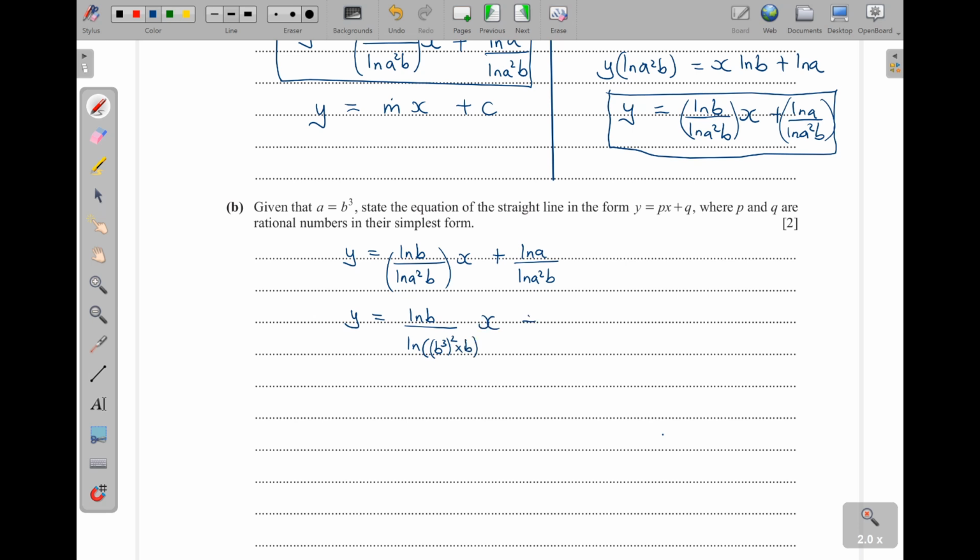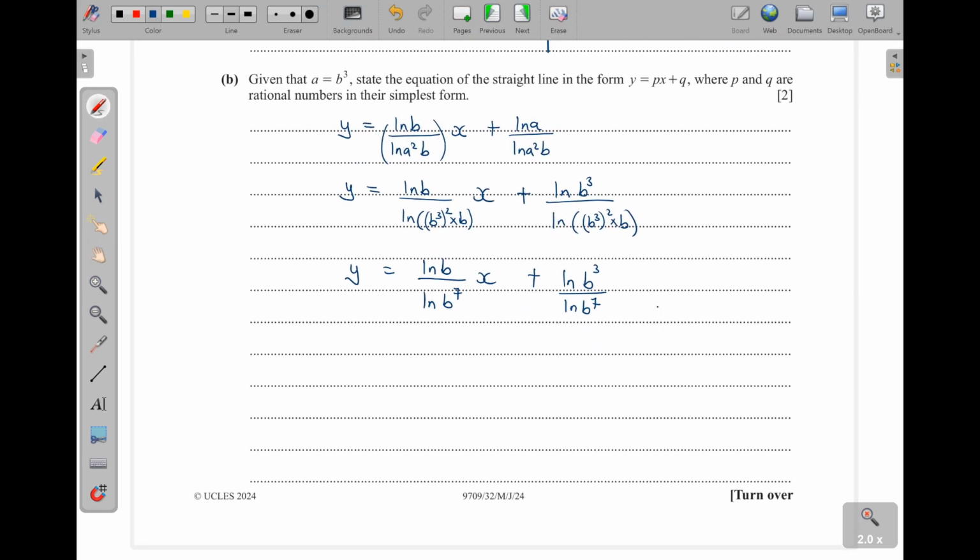Then times x, then here this will be natural log of b cubed, where there is a, remember we are putting b cubed, then natural log of b cubed again, squared, then times the b here. So y here is going to be natural log of b. Down here it is going to be b power 6 times b power 1, that is b power 7. So we have natural log of b power 7. And then here we shall have natural log of b power 3 over natural log of b power 7.